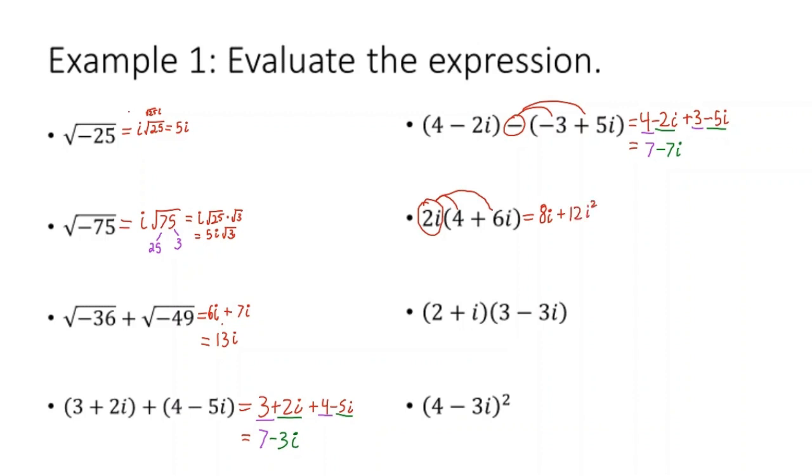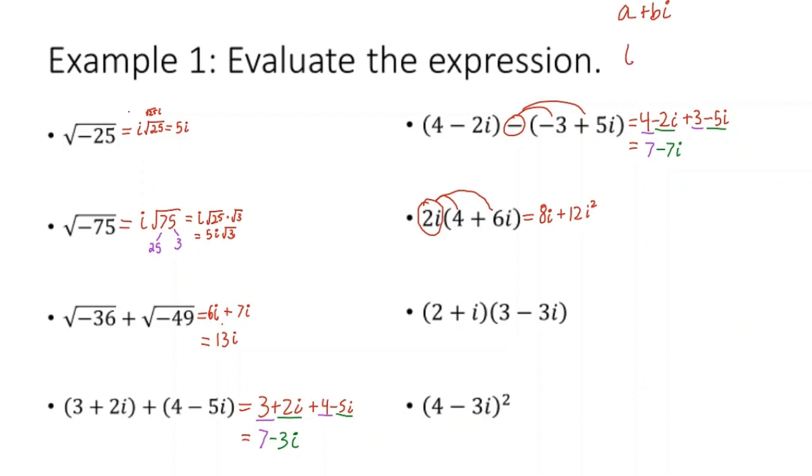Now, even though we did perform the multiplication, our answer is currently not in standard form. Recall, standard form is the a plus bi form, which I have written here at the top. Notice there's no i squared in the standard form. So when we evaluate our expressions, we do not want an i squared. So how do we handle the i squared?